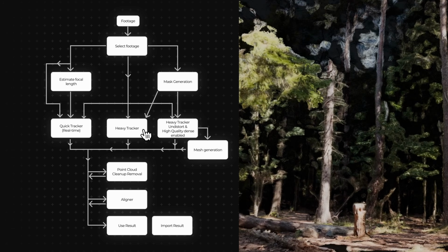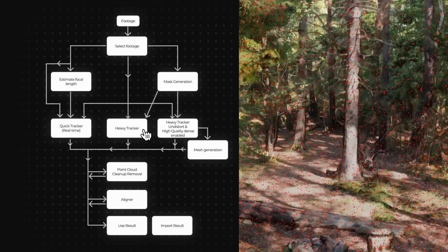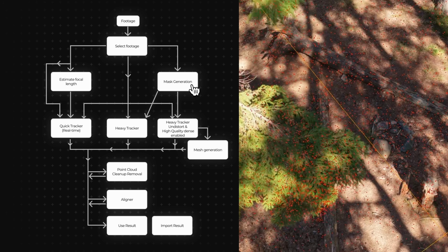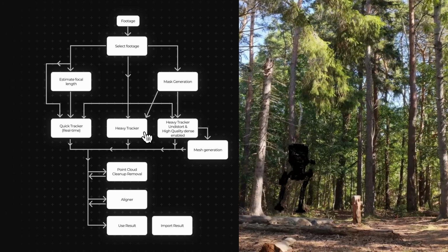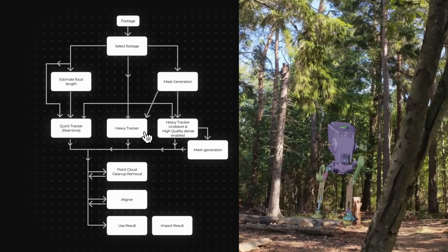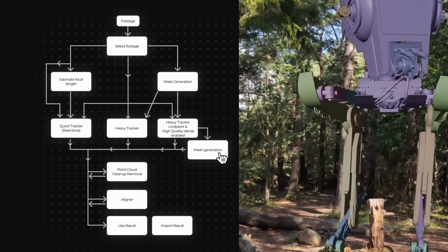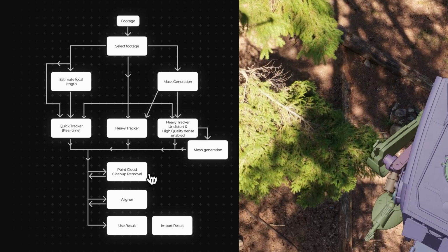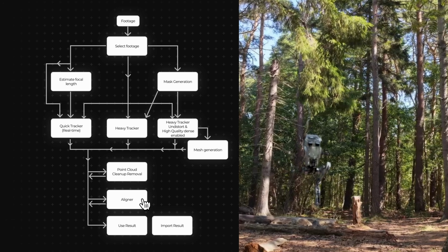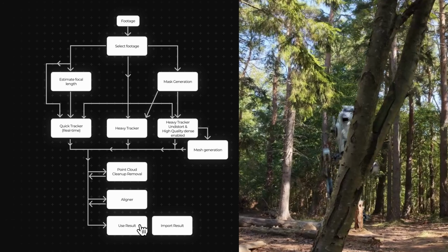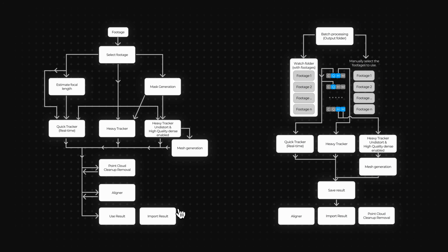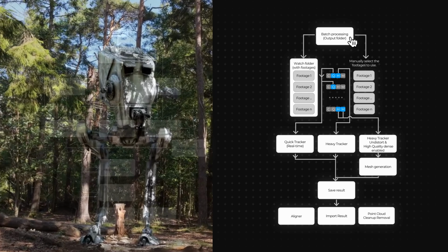If you want to ignore moving objects like cars or people, you can generate a mask first and then run Heavy Tracker with masking enabled. Heavy Tracker can also generate a dense point cloud, which can be used for mesh generation. After tracking, you can clean up the point cloud, align it to the floor, and reuse the result later through the Import Results panel.